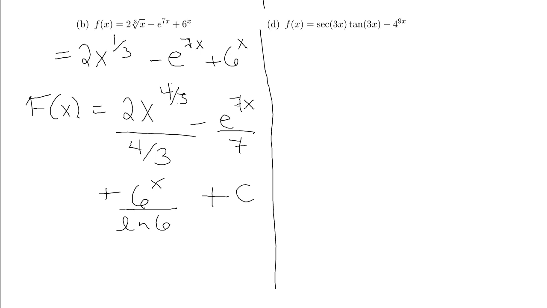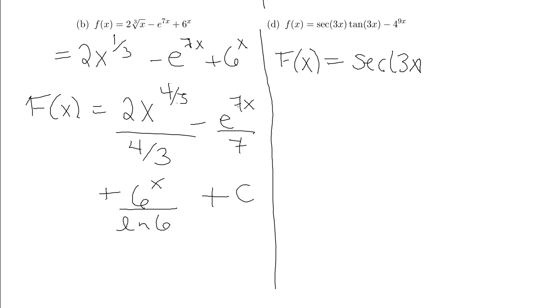So we have little f of x is equal to secant of 3x times tan of 3x minus 4 to the power of 9x. Okay, so it's a little bit tricky, but we can work this out. So capital F of x, let's start with the secant tan portion. So we need to find a function whose derivative is secant 3x times tan of 3x. And so you're probably thinking of secant, and that would be right.